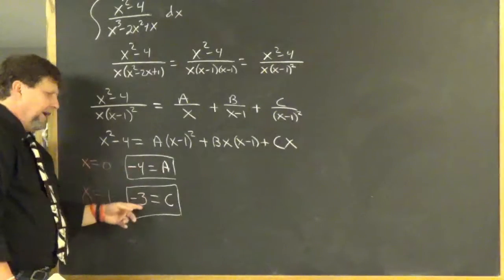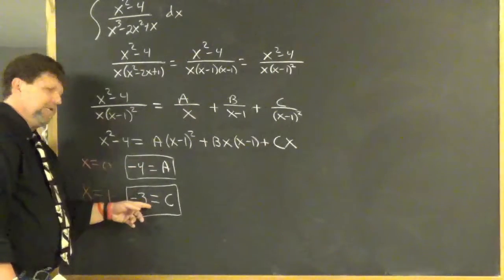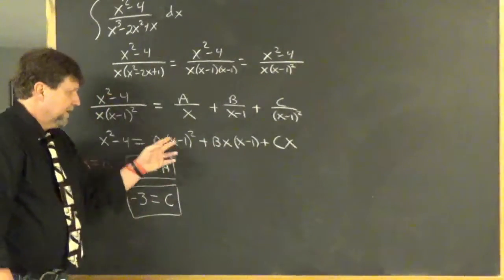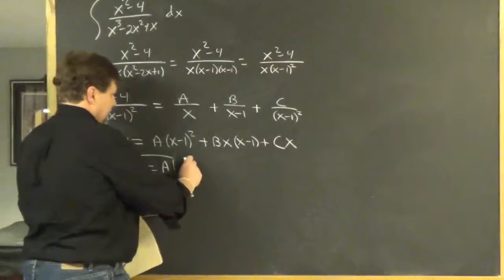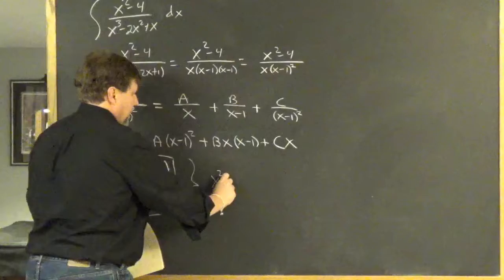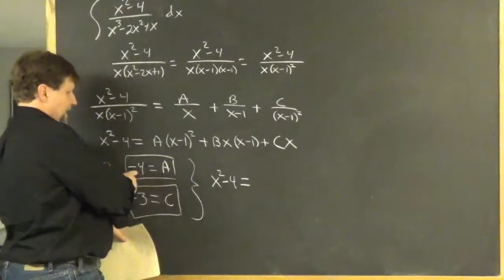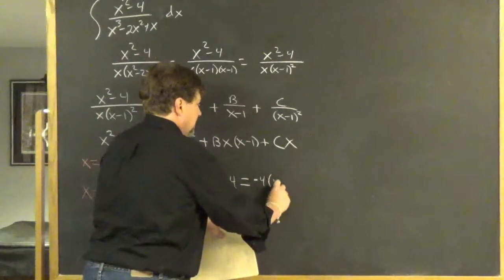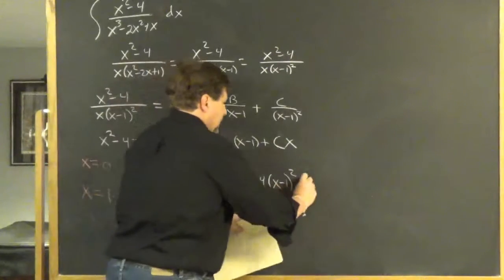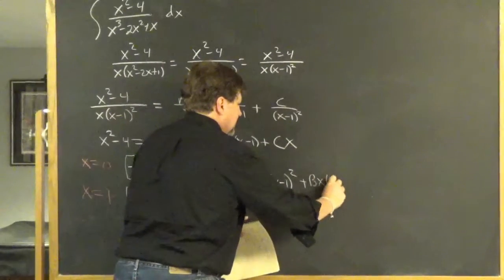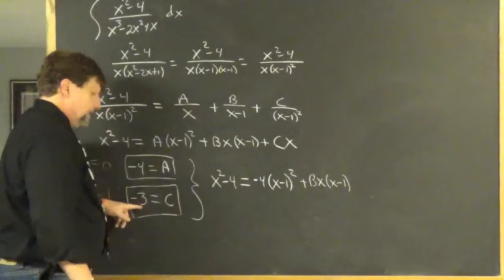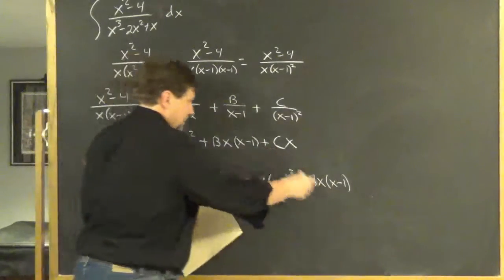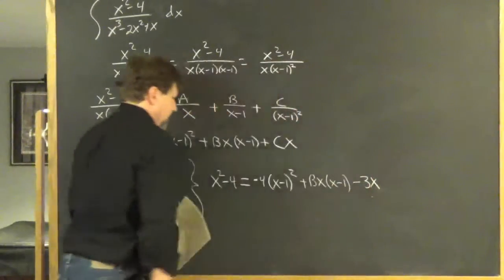But look, once you know the values for A and C, why don't we take these known values for A and C and toss them in here. That gives us x squared minus 4 equals, okay, A is negative 4, so let's put negative 4 here. So we have a negative 4 times x minus 1 quantity squared plus Bx times x minus 1. Let's see, C is negative 3, so we put negative 3 in for C, so we get a minus 3x.